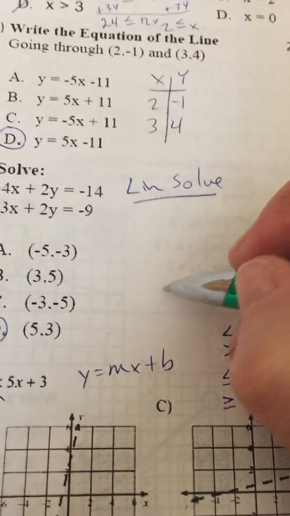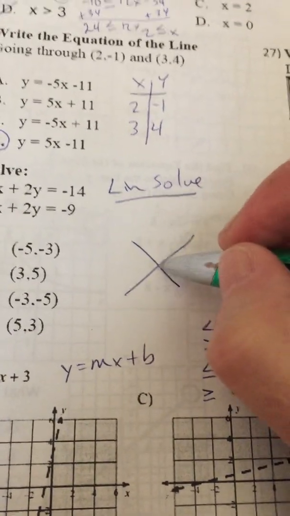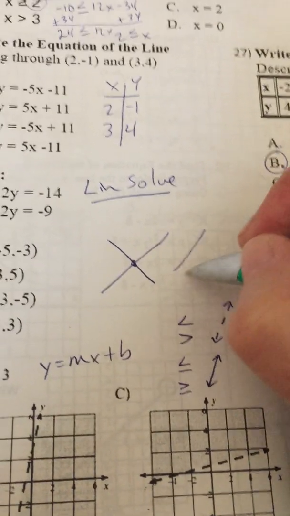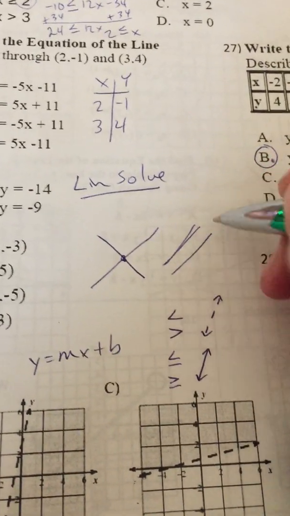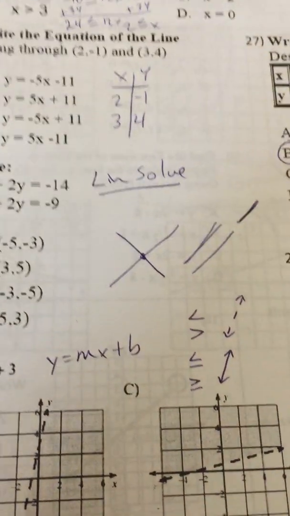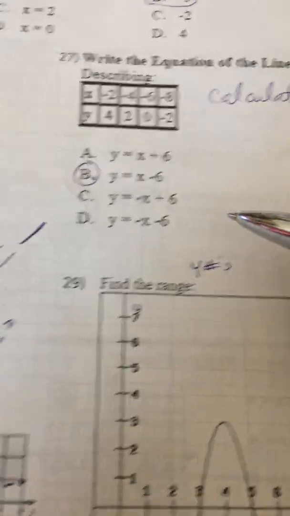Okay. Remember, with systems of equations, what we're doing is graphing the 2 lines and looking for where they intersect. That point is a solution of both lines at the same time. If the lines were parallel when you graph them, then there's no solution. And if the lines were right on top of each other, then there's infinite solutions, right? Okay, let's see what else we got here.